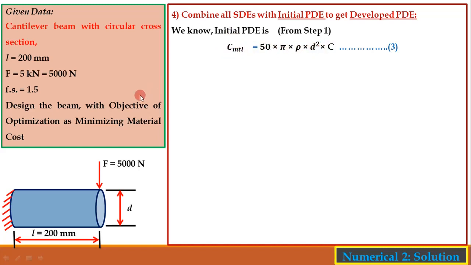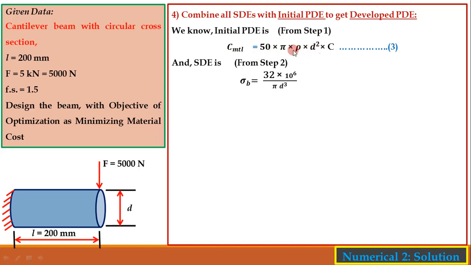which is part of the objective of optimization. From step number 2 we can get the bending stress. Now we have to combine this SDE with the initial PDE, and in order to do this, we just have to replace the geometrical parameter from the initial PDE. So this is the initial PDE, and from it we have to replace this geometrical parameter.